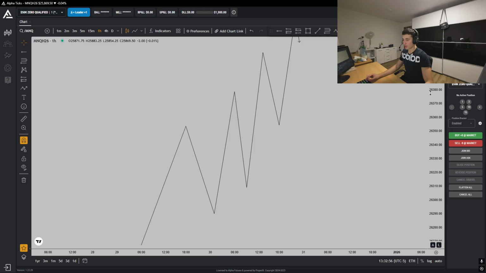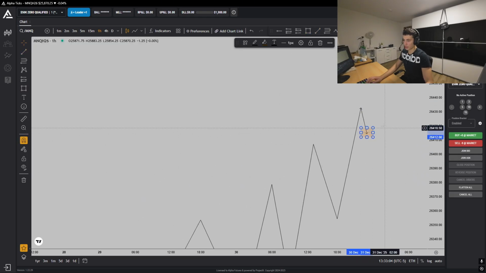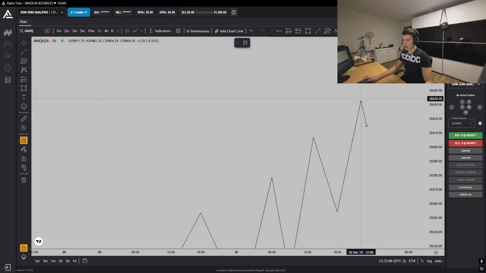So let's say price is moving like this. Right before market opens, we are here in price, and we just retrace lower. And this high is from 8 a.m.